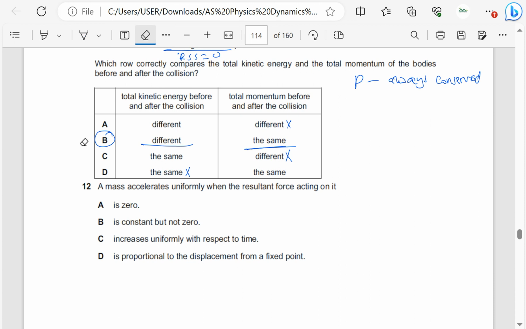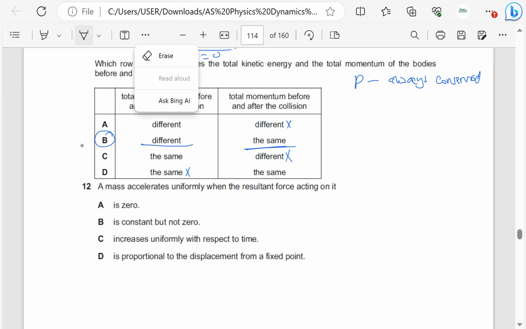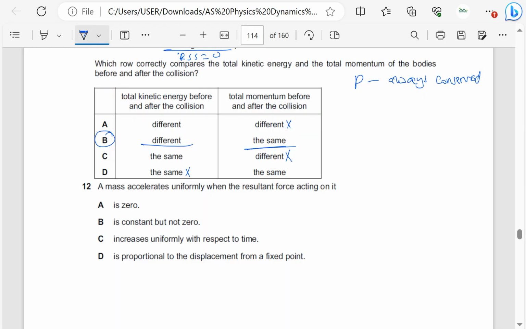A mass accelerates uniformly, that is uniform acceleration. What is this? Sorry about that. So uniform acceleration.